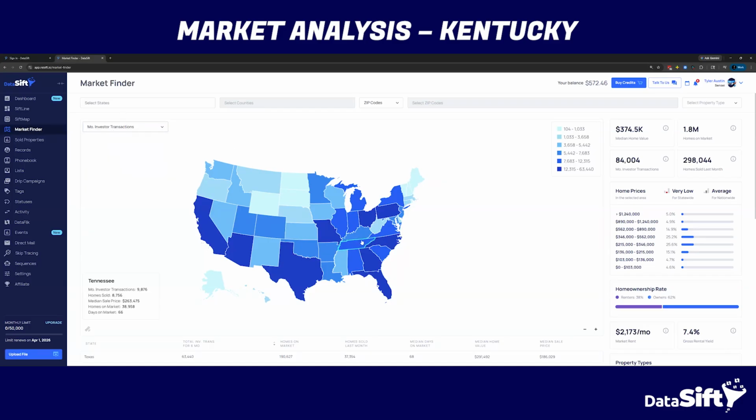If I hover over that location, you can see in the bottom left corner, right where my mouse is moving right now. Okay, let me make sure I'm zoomed in a little. Okay, I am. You can see an overview of just that state. I like to look at that state's median sales price, homes sold, and homes on market to get an idea of the state as a whole.